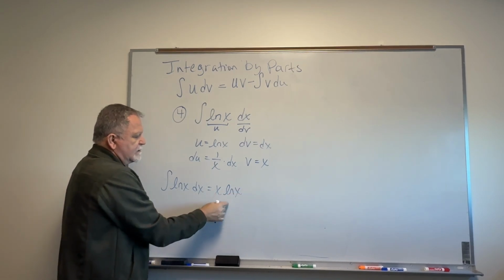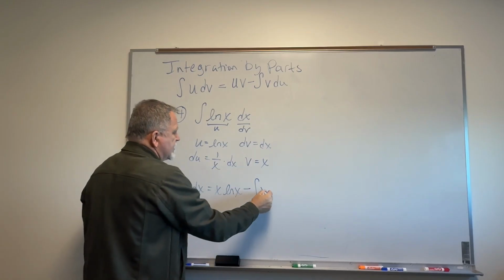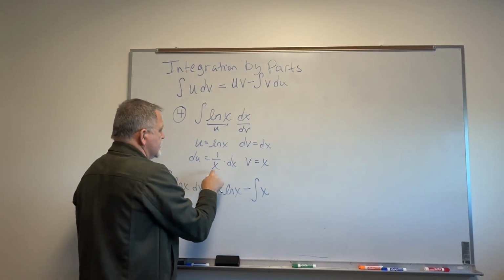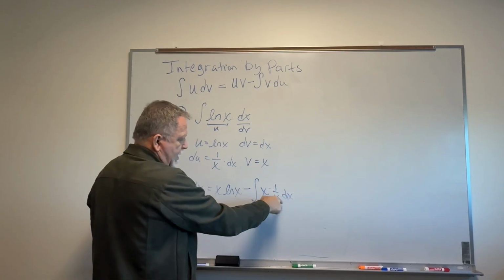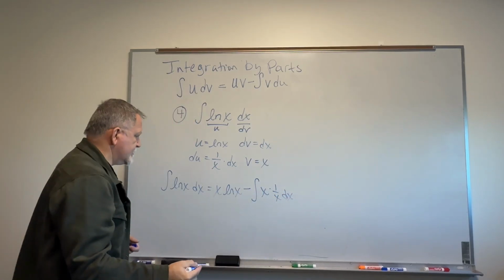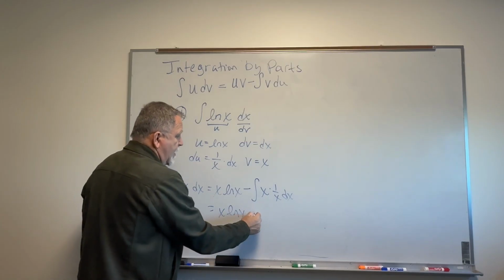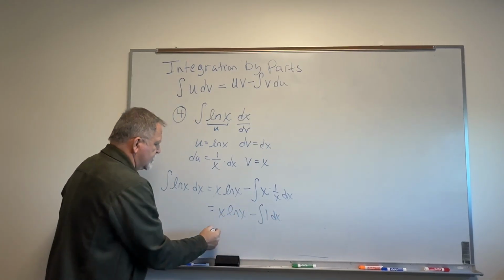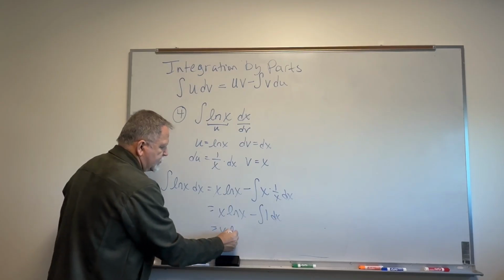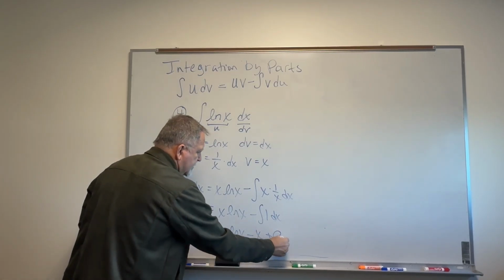So x times ln of x minus the integral of v, which is x, du, which is 1 over x dx. Well, what happens here? The x's cancel. So I'm left with x ln of x minus what? The integral of 1 dx. Well, that's just x. So I get x natural log of x minus x plus a constant.